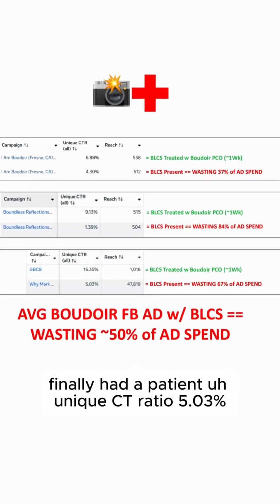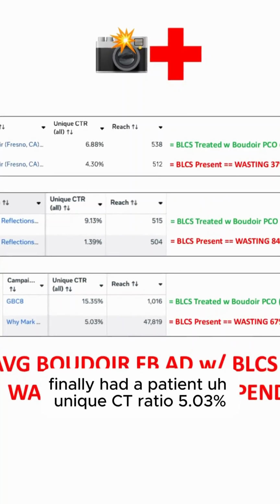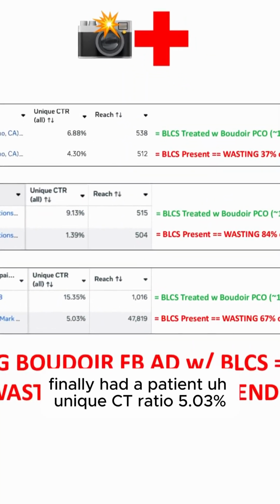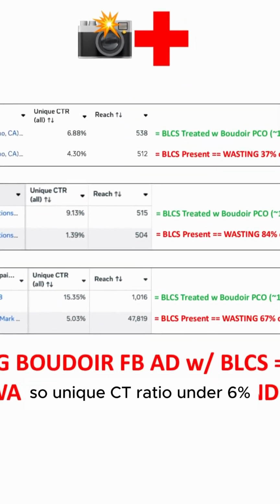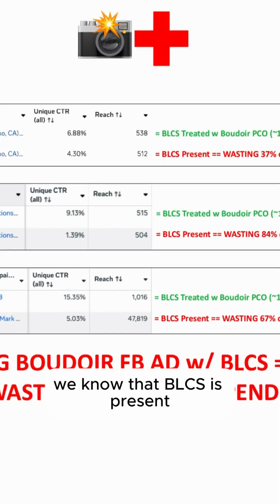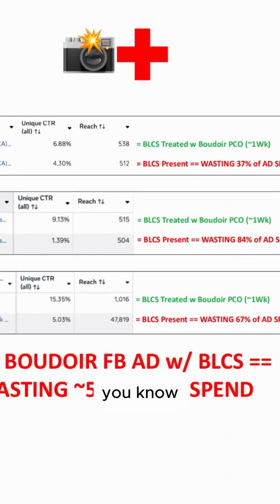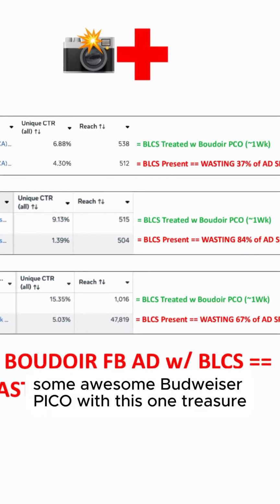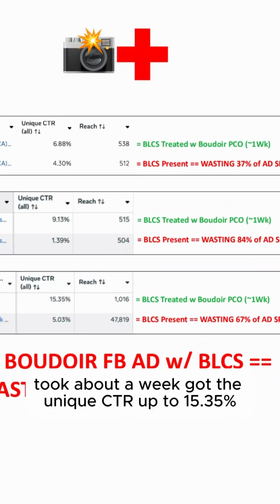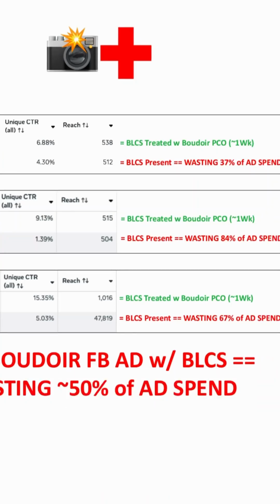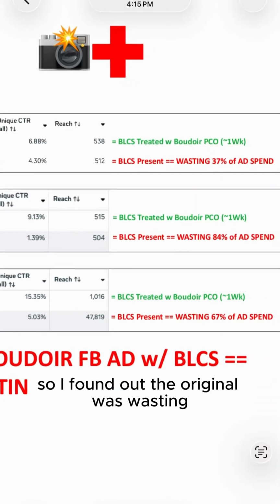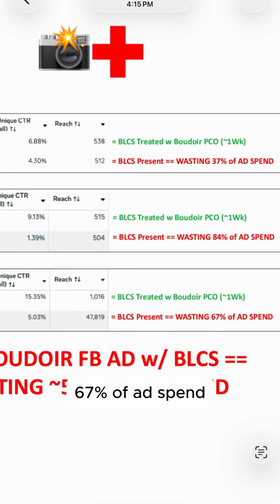Finally, had a patient, unique CTR 5.03%. So unique CTR under 6%. We know that BLCS is present. So we actually did some awesome Boudoir Pico with this one. Treated it, took about a week, got the unique CTR up to 15.35%. So I found out the original was wasting 67% of ad spend.